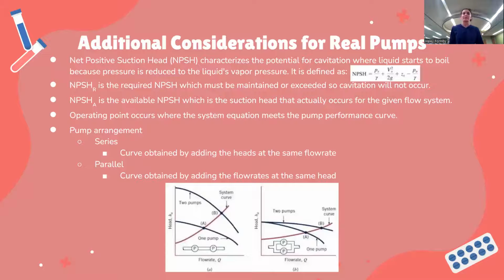Your operating point occurs where the system equation meets the pump performance curve as shown below, and the pump can be arranged in series or parallel. Series will increase both your flow rate and your head rise, and parallel will increase your flow.